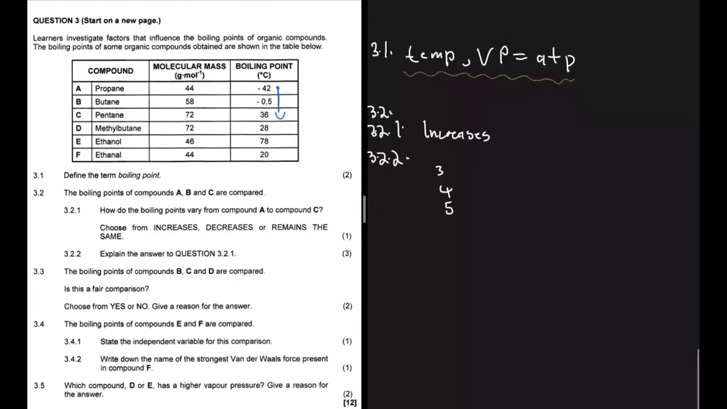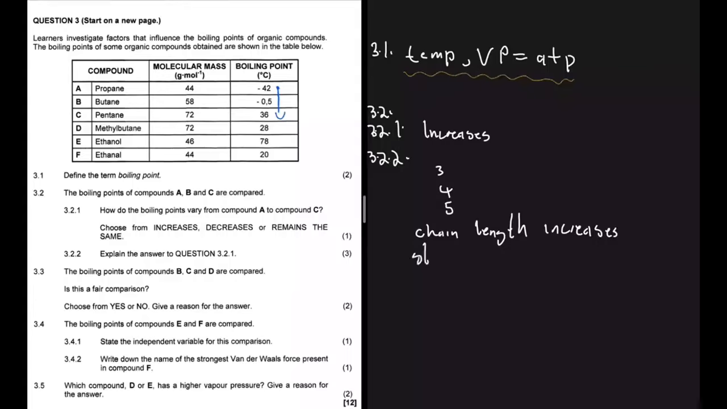So we can see clearly that the chain length is increasing, right? So we can say that the chain length increases. And then it doesn't end there. What is the consequence of the chain length increasing? When the chain length increases, we'll have an increase in the strength of the induced dipole forces, right?